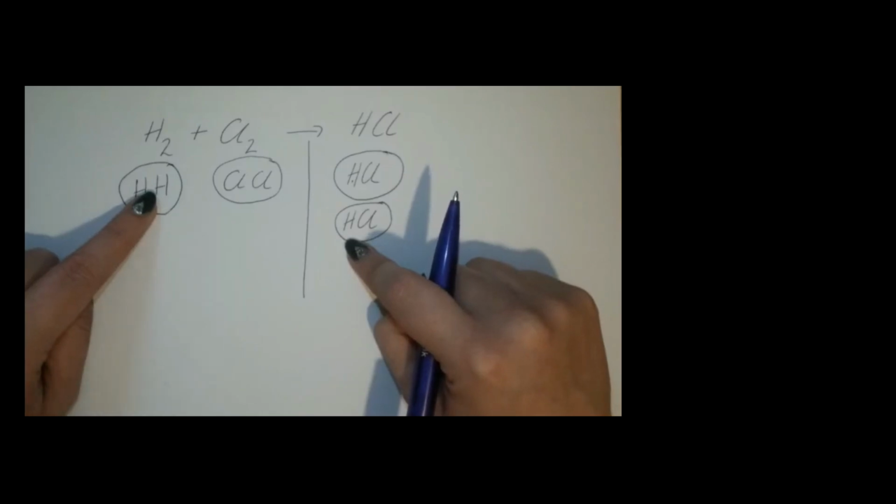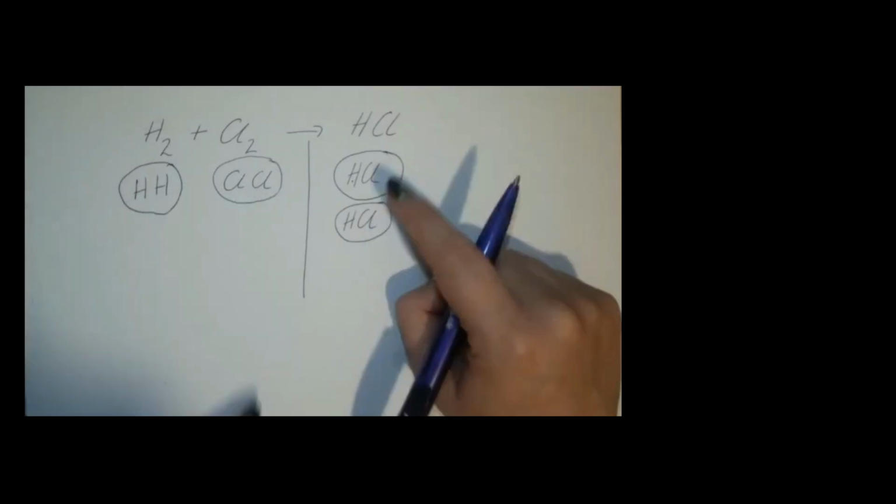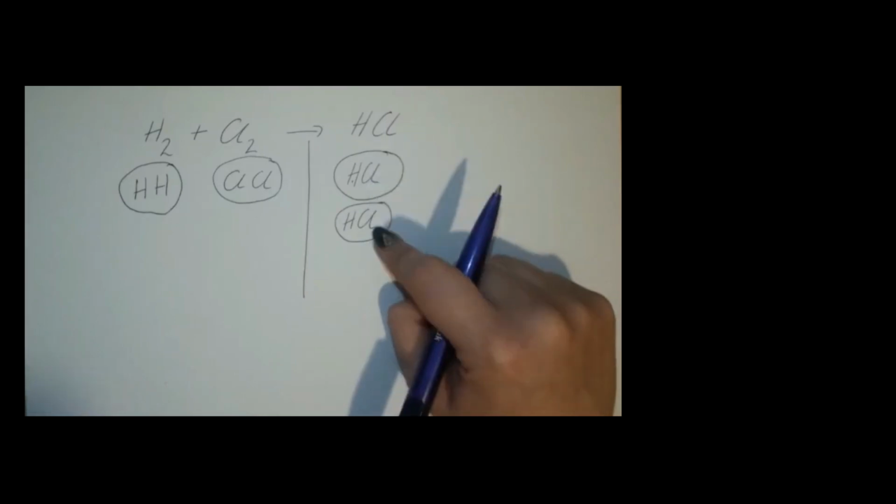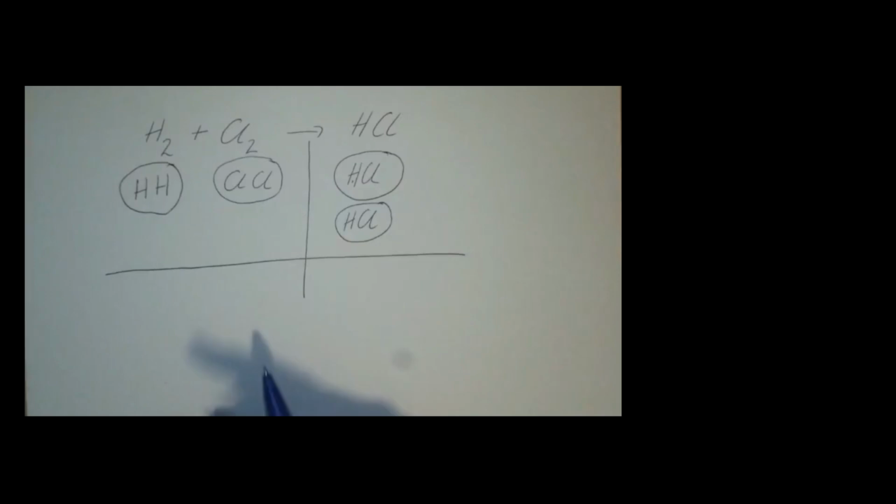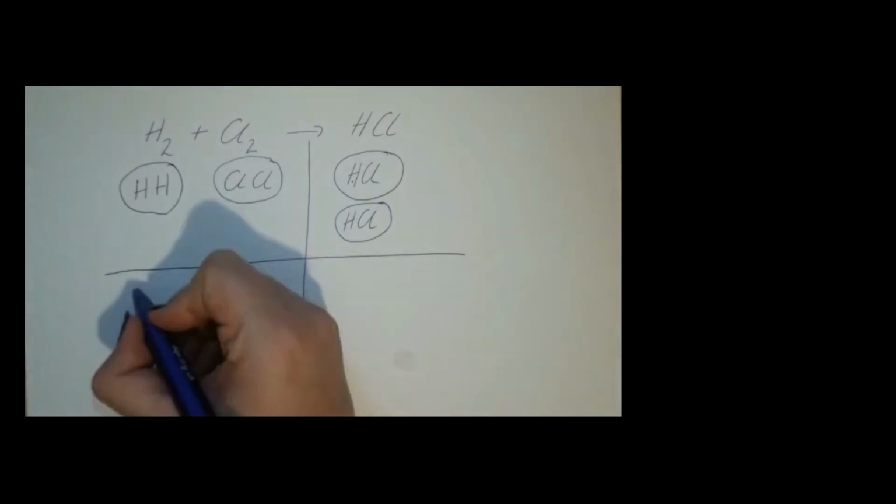Brilliant, H's are done. Got 2 Cl's here, and because I copied and pasted that bubble, I've got 2 Cl's there. So we're all balanced. Let's write out what we've got.